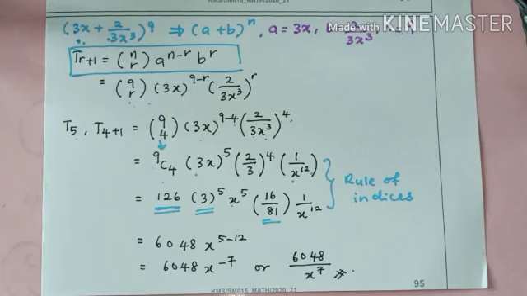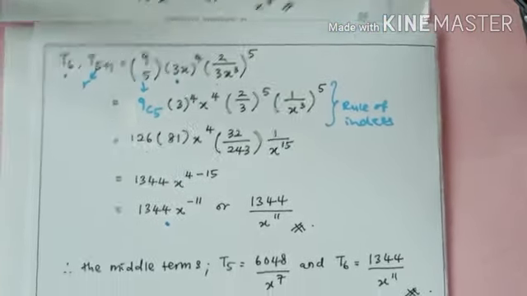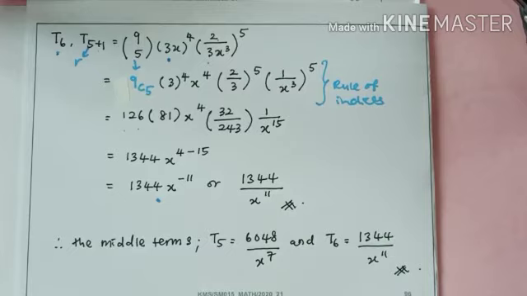Okay, you may try to find both terms, T5 and T6, on your own first, then you can check with these solutions. Okay, this is the answer for T5. And then you try to find T6.